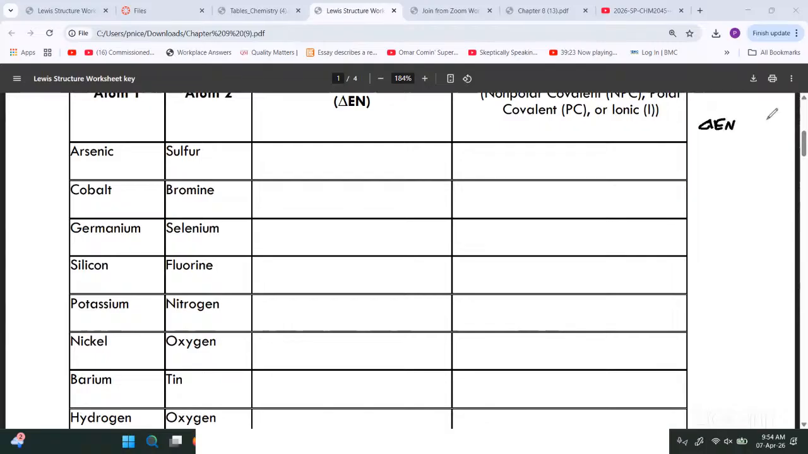All right, so to remind you of bond type: 0.0 to 0.5 would be non-polar covalent, 0.5 to 1.7 would be polar covalent, and 1.8 and greater would be ionic. And let me know when you're finished with that part of it.